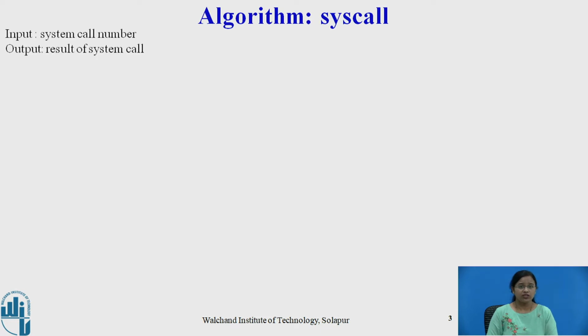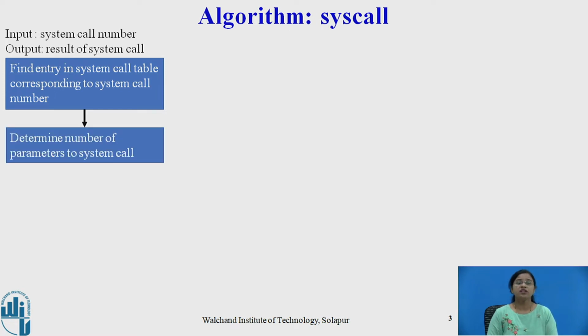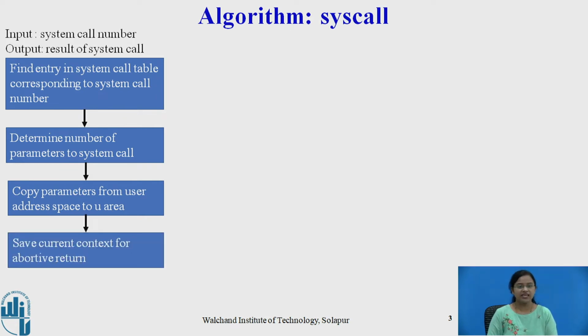There is an algorithm called syscall, which executes the system call. First it has to find the entry in the system call table corresponding to the system call number. Each and every system call is there in the system call table, so it has to find the number. Then determine the number of parameters to the system call. How many parameters are there for a particular system call? Then copy the parameters from user address space to the U area. Then save the current context for abortive return process. Now what is an abortive return process? That also we are going to see.